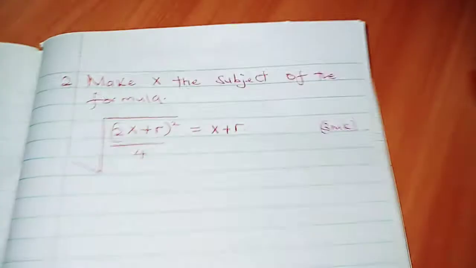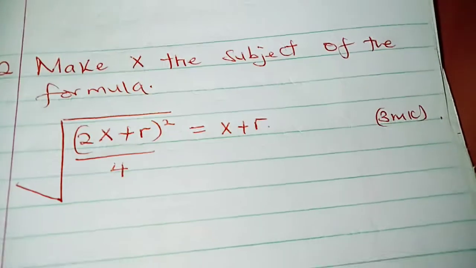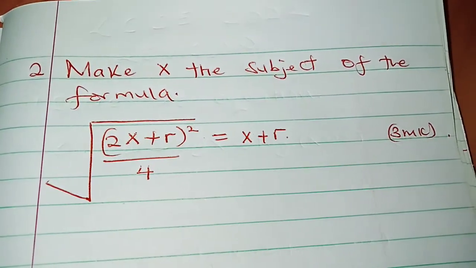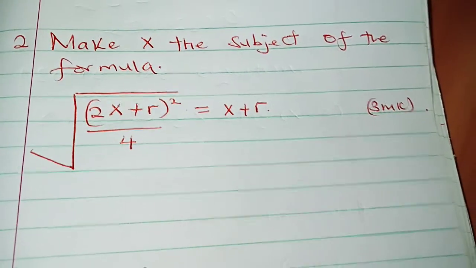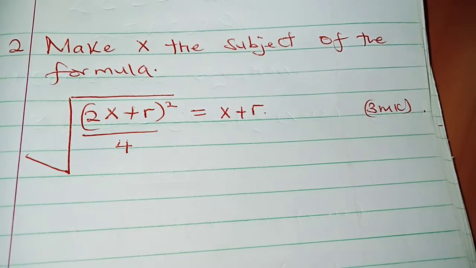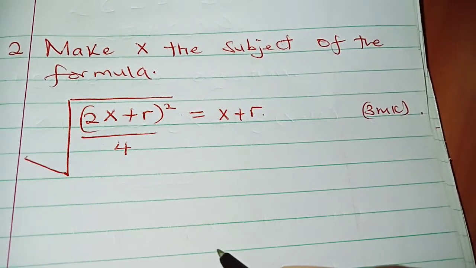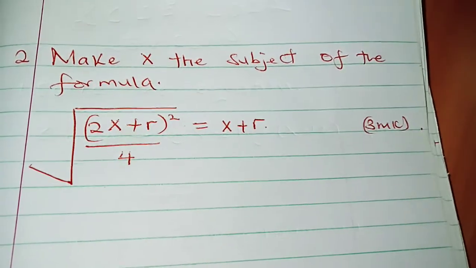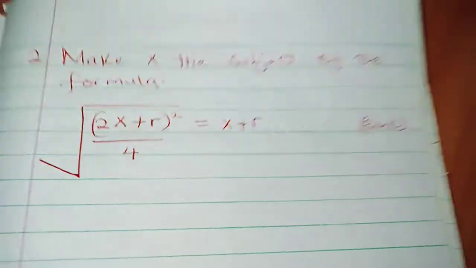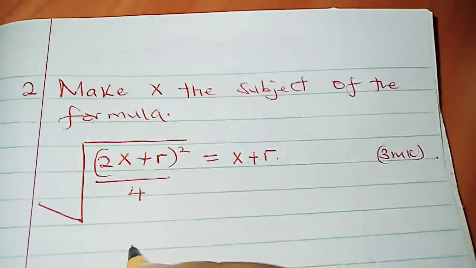Next question here we have: make x the subject of the formula. You have the square root of (2x plus r) quantity squared over 4, and that is equal to x plus r, for which we are given 3 marks. Okay, now the solution of this one.